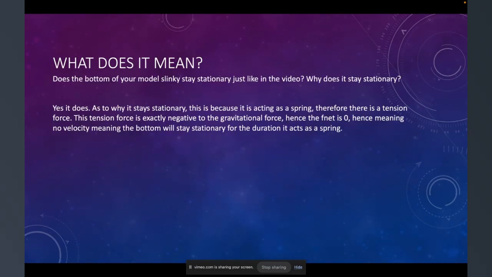So what does it mean? Does the bottom of the slinky stay stationary like in the video? Yes, it does. But why does it stay stationary? It stays stationary because it is acting like a spring. Therefore, there is a tension force. The tension force is exactly negative to the gravitational force, as we're looking at only the positive y direction. Hence, the F net is 0, meaning that there's no velocity, meaning that the bottom will stay stationary for the duration, as it acts as a spring.